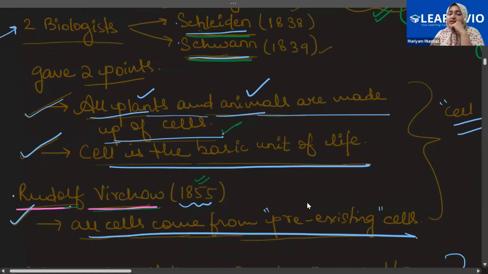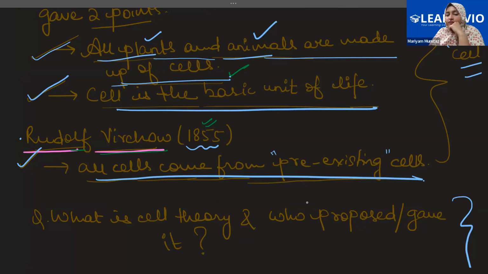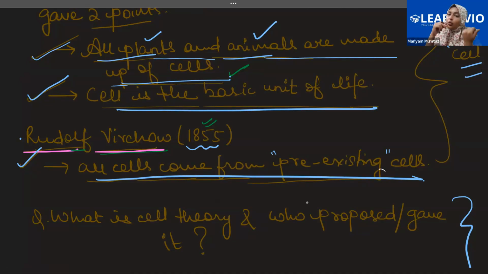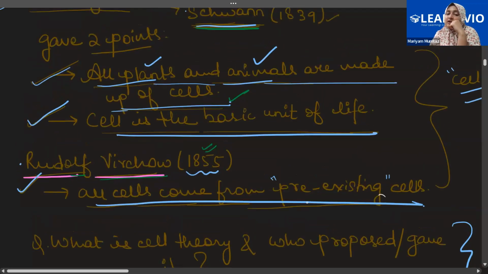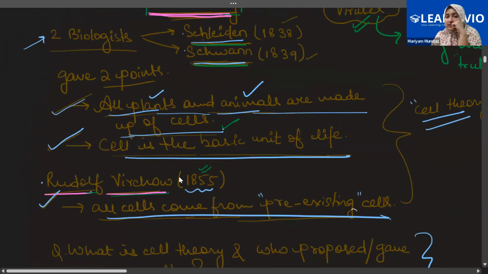Then came another scientist whose name was Rudolf Virchow. Rudolf Virchow, in the year 1855, gave another statement: all cells come from pre-existing cells. He said that the new cells come from the old cells, meaning the old cells divide and form the new cells. So this is the third statement, given in the year 1855 by Rudolf Virchow. And then this was known as the cell theory.